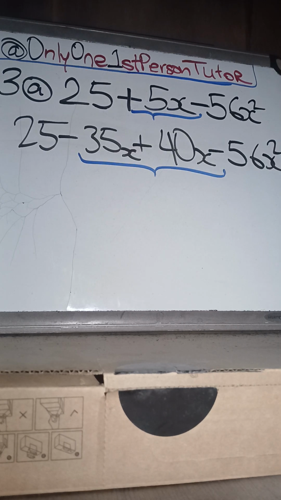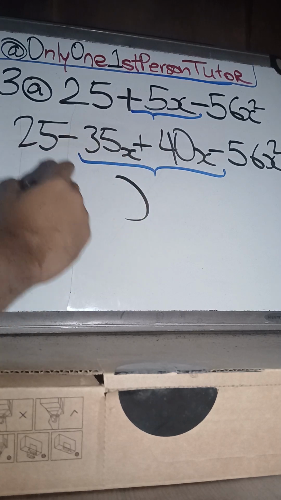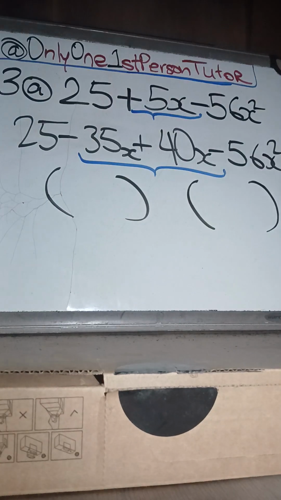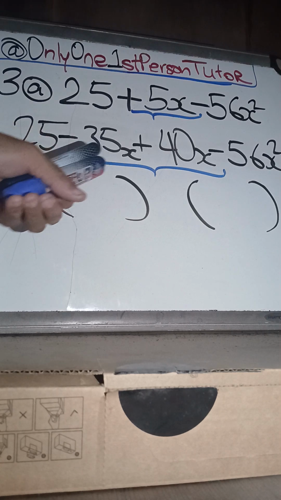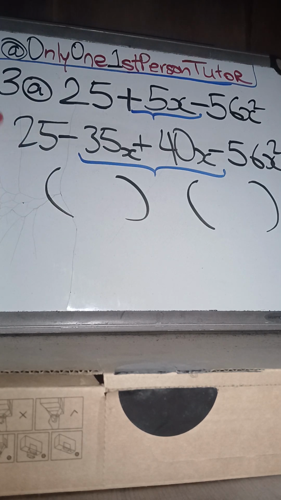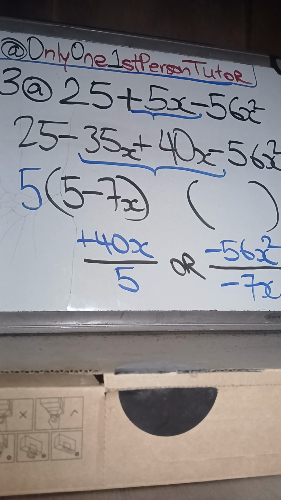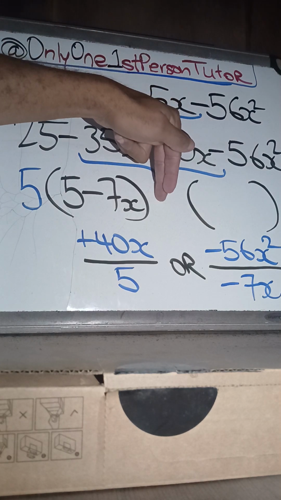So we'll do what we normally do, right? 5 times 5, 5 times 7, the HCF is 5, so we'll put 5 out here. So that's looking like 5 minus 7x. So tell me what we're doing right here. In other words, what we're proving here is that if we do plus 40x divided by 5, we're going to get plus 8x. If we do minus 56x squared divided by minus 7x, we're still going to get a plus 8x, and we're putting it right here.